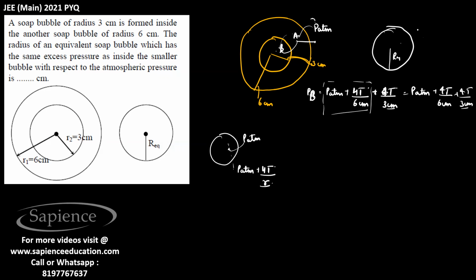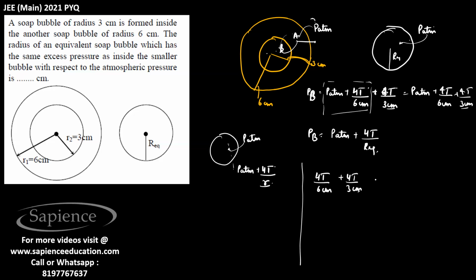If you have an equivalent soap bubble, let's take the pressure outside as P atmosphere. If you go inside, the pressure inside the equivalent will also be equal to PB, equal to P atmosphere plus 4T by R equivalent. So both the pressures are equal as the statement says. So 4T by 6 centimeter plus 4T by 3 centimeter, the pressure inside both the combination, should be equal to the excess pressure inside the equivalent soap bubble. So R equivalent will be equal to 6 centimeter into 3 centimeter by 6 centimeter plus 3 centimeter. So the answer will be 2 centimeter for this.